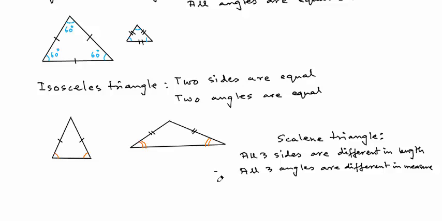And typically a scalene triangle would look something like this. All three sides different in length. This is not the same as this one, and they're both different from the third side. And like I said, the three angles are also different. This is not the same as this one, and they're both different from this one.